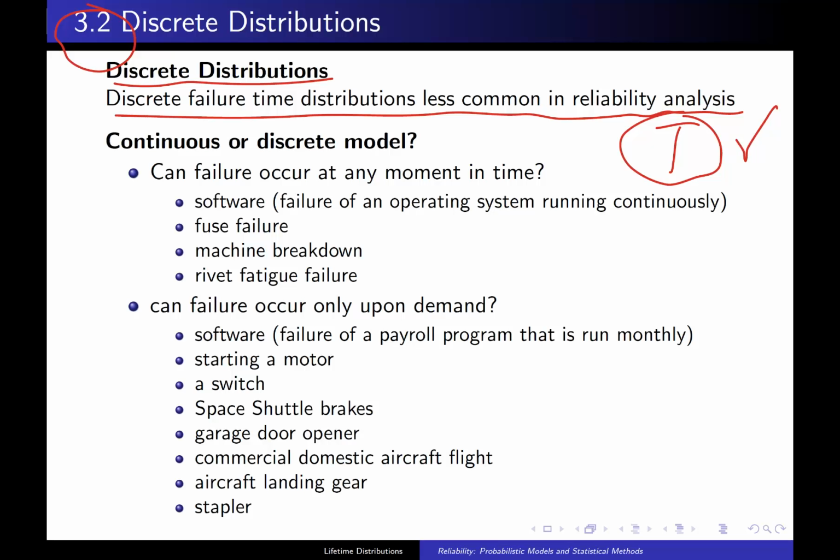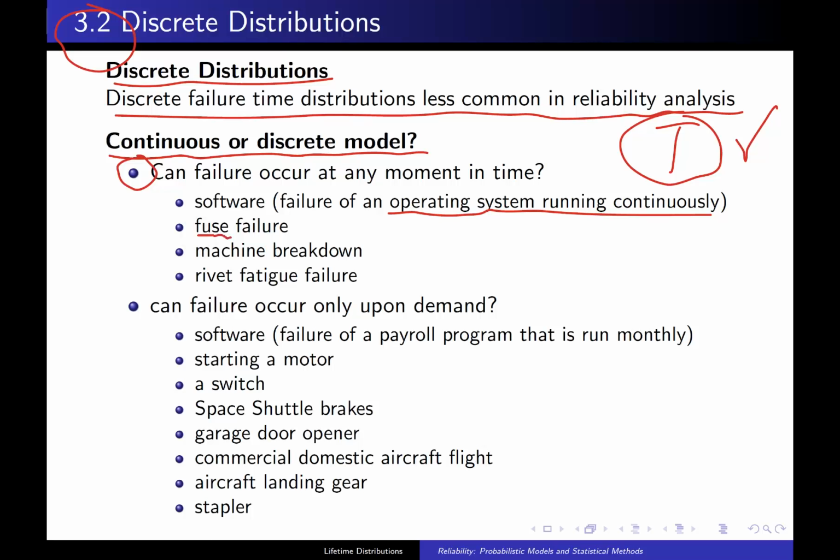So the first question that's asked is, when do you use a continuous and when do you use a discrete model? The real question here is, can failure happen at any moment in time? If it can, then you use a continuous random variable. Examples of this are an operating system which is running continuously. It can fail at any time t greater than 0.